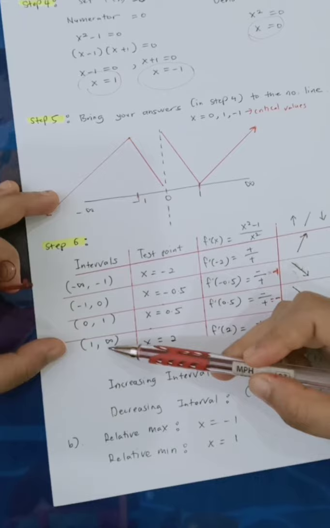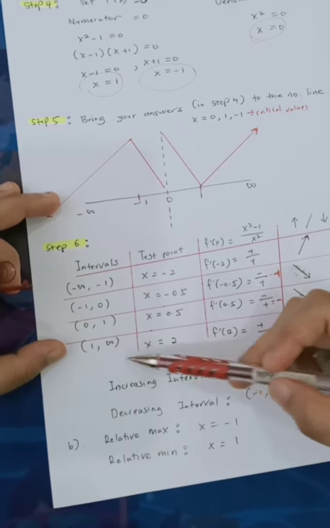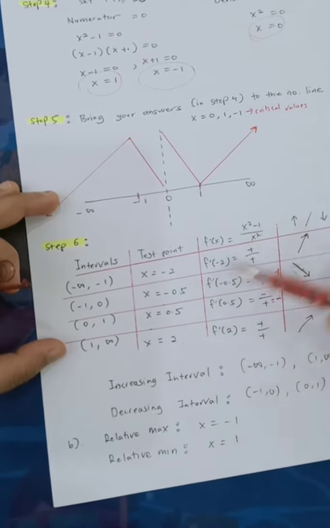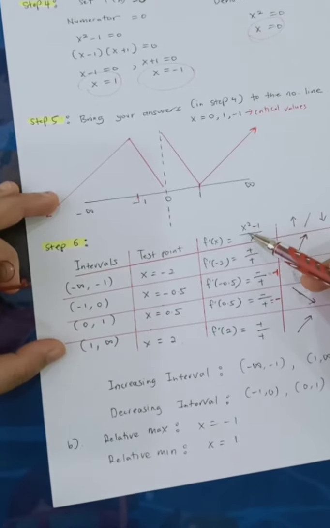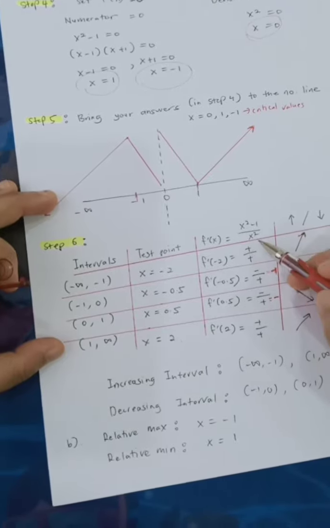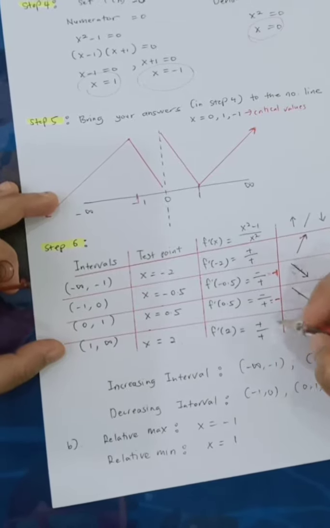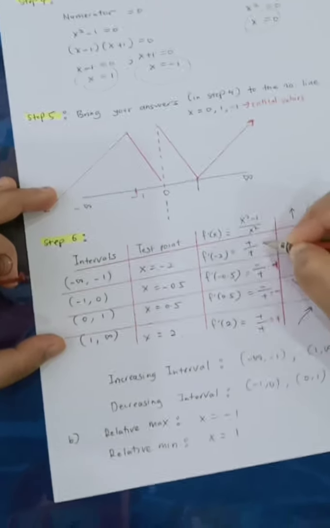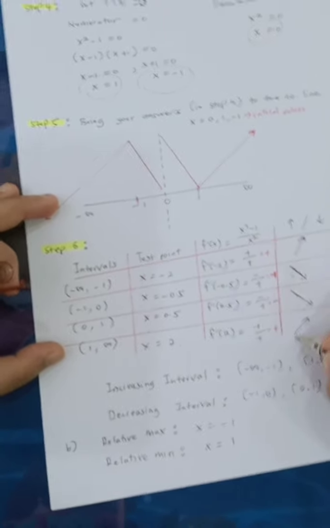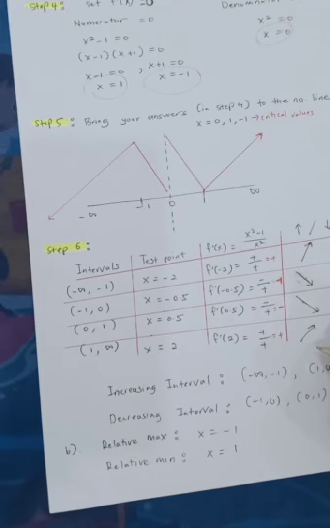Okay, the last interval, 1 to infinity. Choose any number. So madam, choose 2. We put 2 into the first order. So we have 2 squared is 4, minus 1, we got 3. So positive. 2 squared we got 4, so positive divided by positive, we got positive. So positive means that the graph goes up.